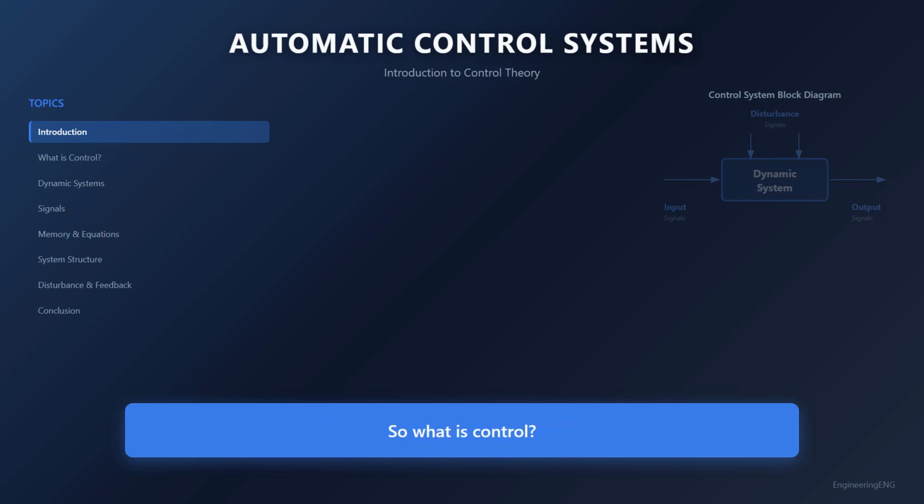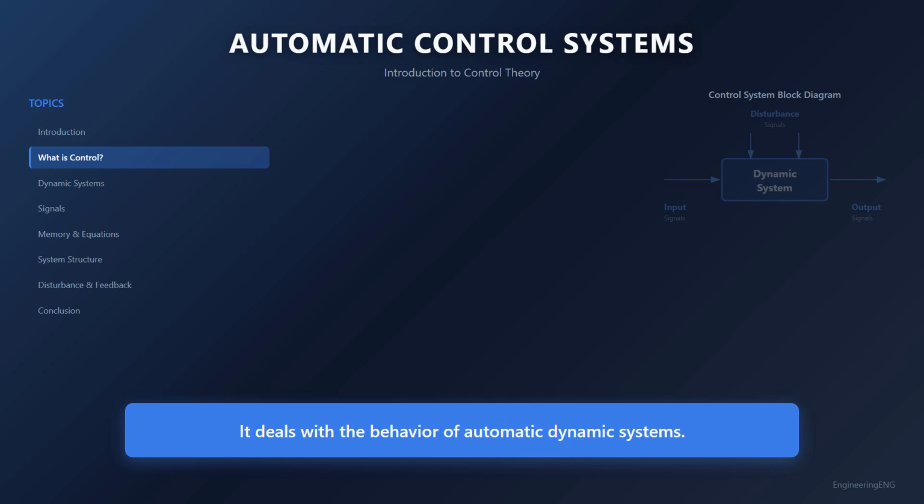So, what is control? This is what we call control. It deals with the behavior of automatic dynamic systems. In other words, we can say that dynamic systems create a certain system and create a control mechanism with the automatic behavior of this system.